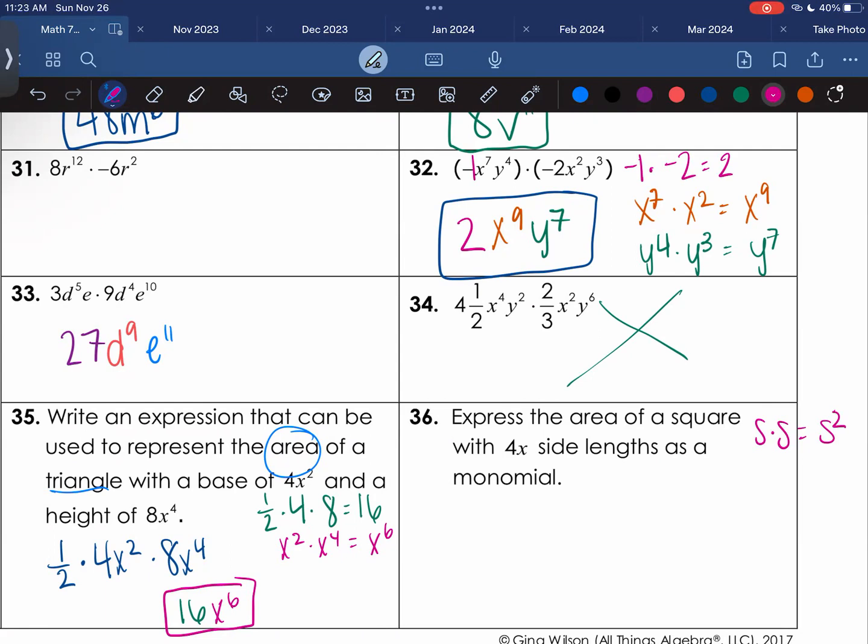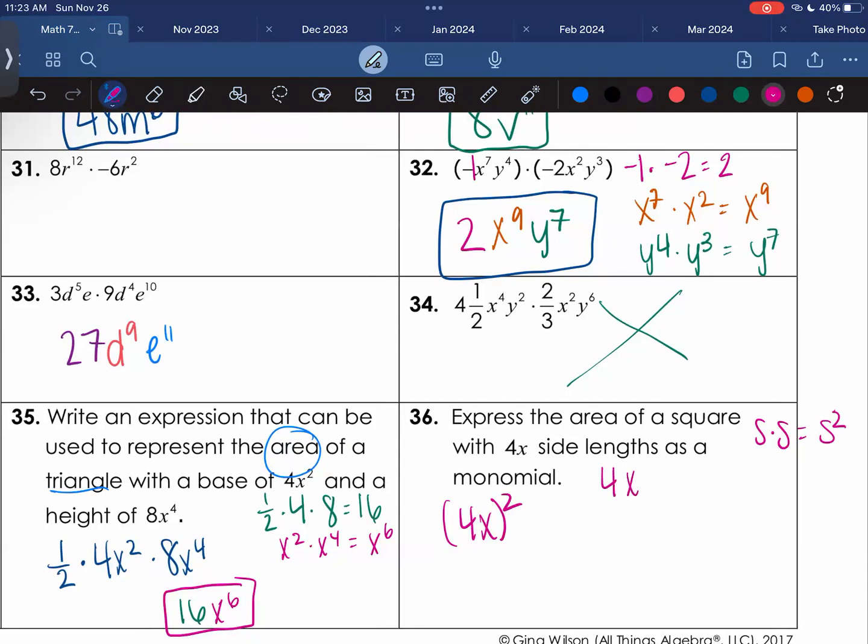All right, you should have done number 36 on your own. Pause now if you didn't and fill that out. So express the area of a square with 4x side lengths as a monomial. So we know that it's side squared, and the side is 4x. Now we have to do 4x times 4x, which is going to be this entire thing squared.